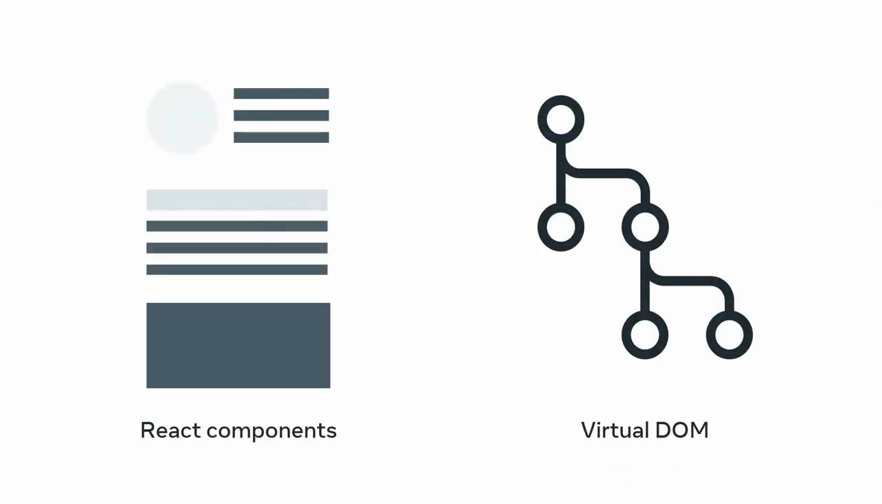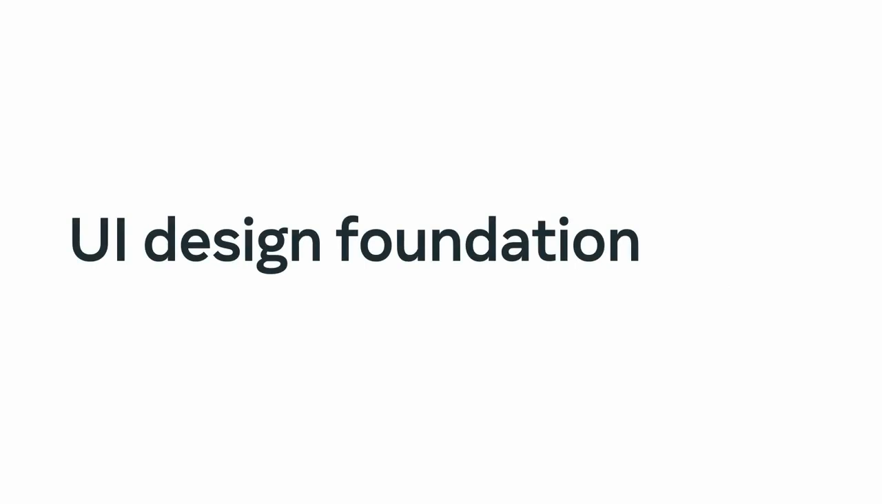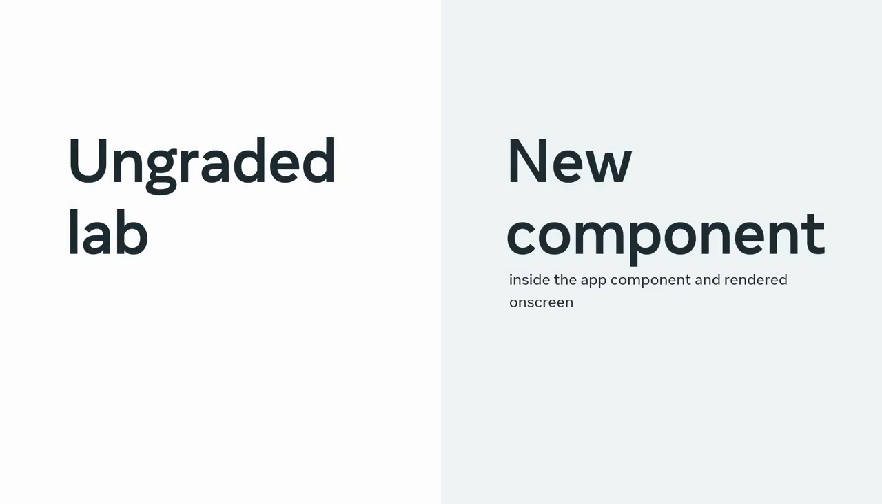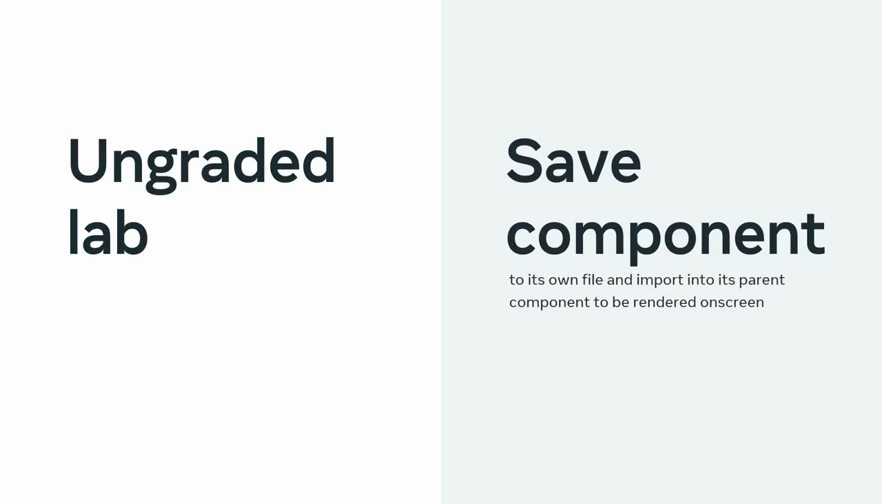Like the React library, you learned about component types and component style layouts that use the virtual DOM. And you learned how to create components that form the foundation of UI design. In this lesson, you also learned more about JSX, a special kind of syntax that acts like an extension of JavaScript. You learned how to transpile it, in other words, convert JSX to HTML, which helped you to understand how a component is built. And in the ungraded labs, you learned how to build a new component inside the app component and have it rendered on screen, as well as how to save a component to its own file and import it into its parent component so that it can be rendered on screen.